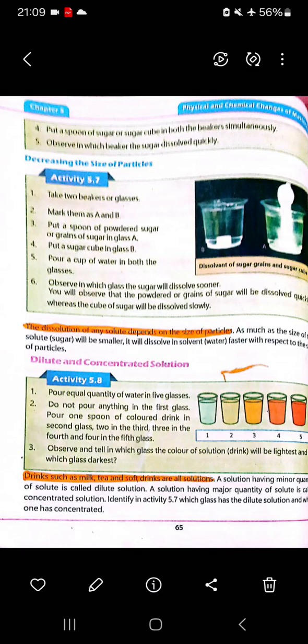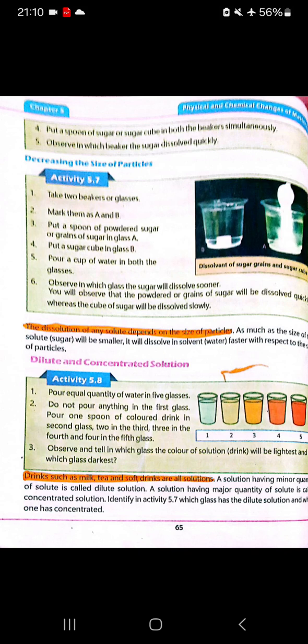Now further, the solution has two types: dilute solution and concentrated solution. A solution has how many types? A solution has two types, dilute solution and concentrated solution. Now, what is a dilute solution? A dilute solution is one which has less quantity of solute in it. And a concentrated solution is one which has more quantity of solute in it.